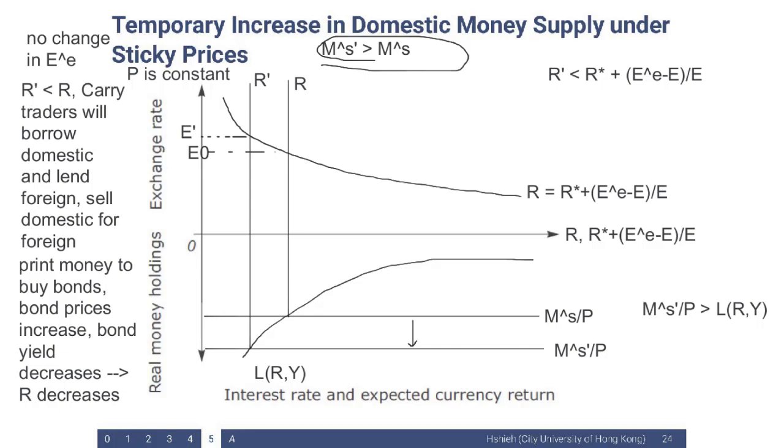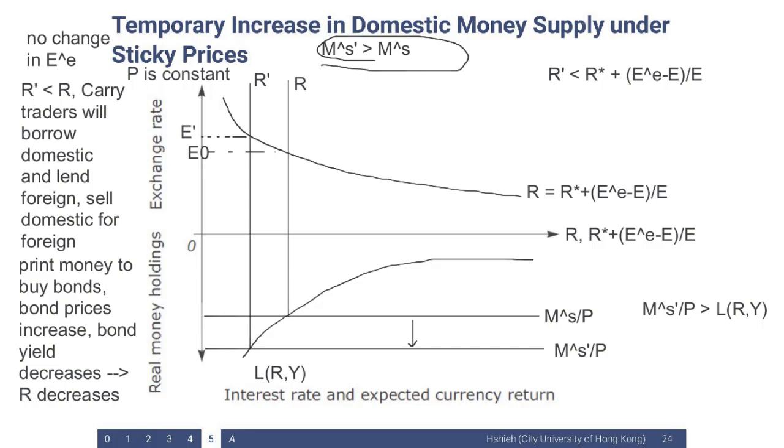MS prime is now greater than MS, so the new level of the money supply is increased. So we will therefore have a larger real money supply. Larger means away from the axis, the origin. So that means the MS over P must shift downward. So let's move the horizontal line down to this spot here, and let's call that MS prime over P.